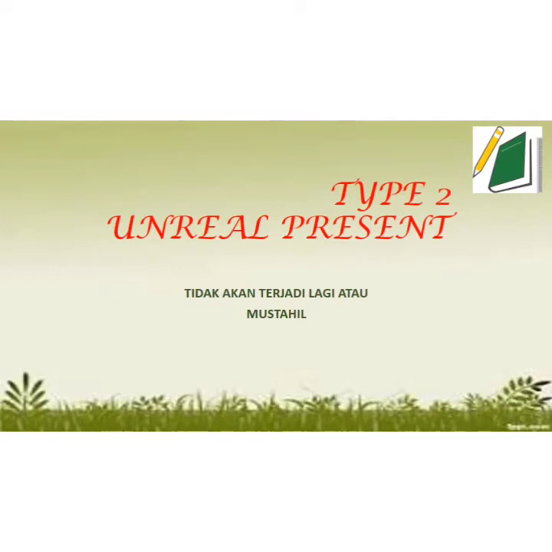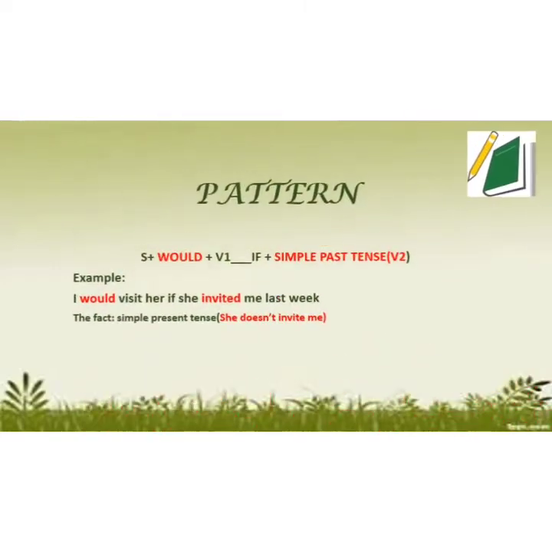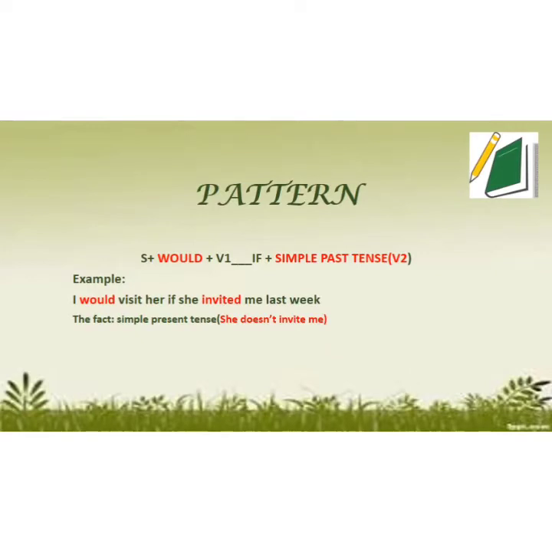The next is conditional sentence type 2, that is unreal present, atau tidak akan terjadi lagi atau mustahil. Let's see the pattern. The pattern of type 2 is subject, would, and verb 1 as the main clause. And then if, simple past tense, uses verb 2 as the subclause.